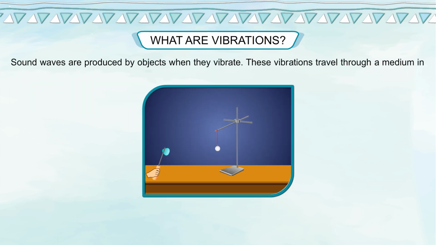Sound waves are produced by objects when they vibrate. These vibrations travel through a medium in all directions and also to our ears.